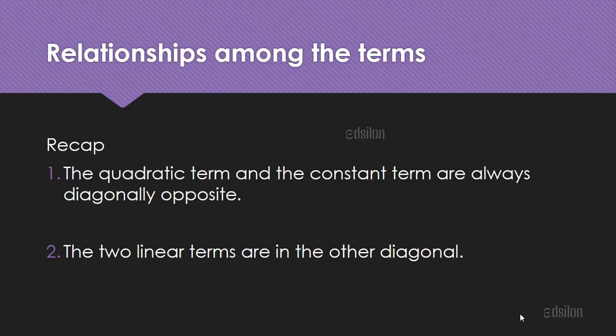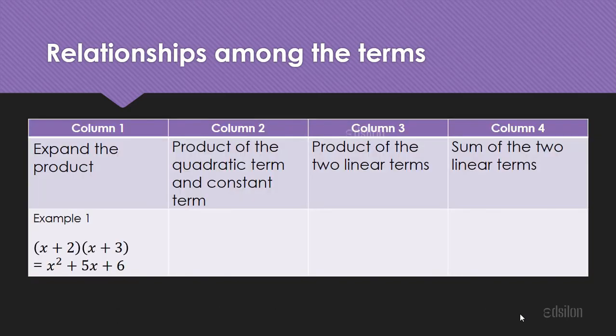To help you discover the features, I need you to complete the table. There are four columns in the table. Column 1 shows the product of the two algebraic linear expressions and the result. For the remaining three columns, you will need to refer to the four terms in the multiplication frame. Let me show you an example of how to fill in this table.